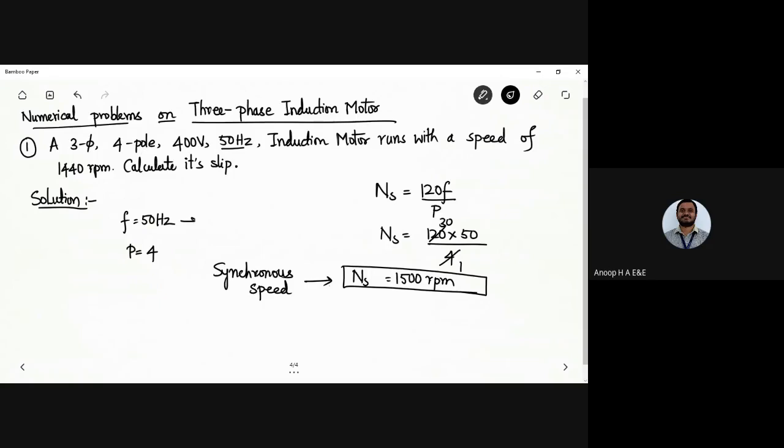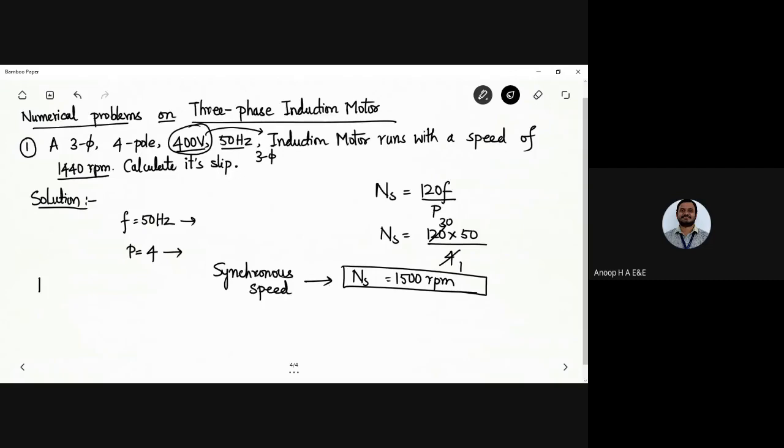So this is the supply frequency what I have. This one is the number of stator poles. Now this is the voltage level. So how do I generally say it is a single phase or a three phase? Look at the voltage level. I can generally call that a three-phase induction motor which runs at 1440 rpm.